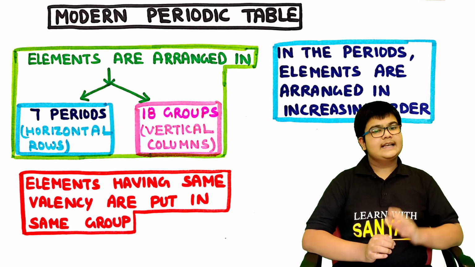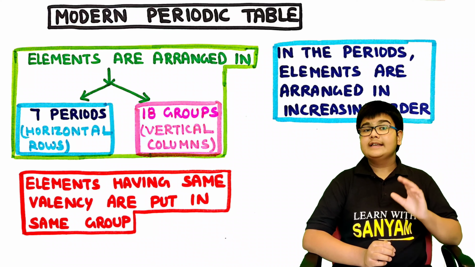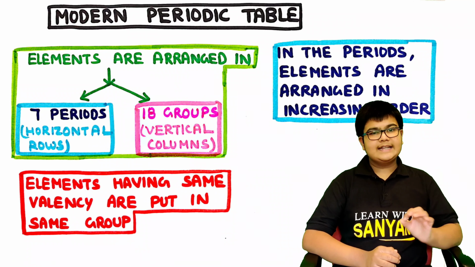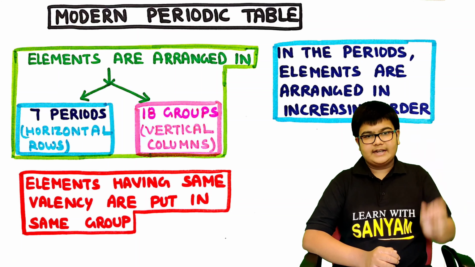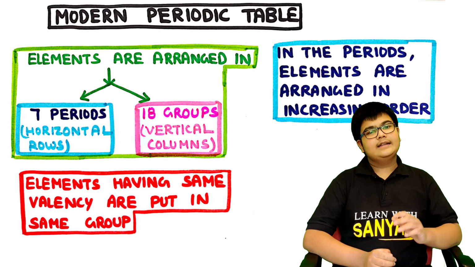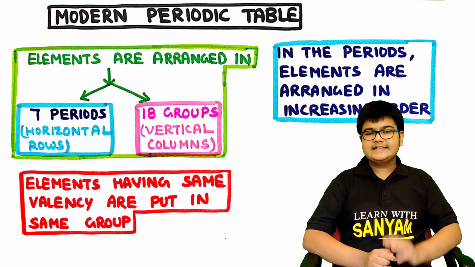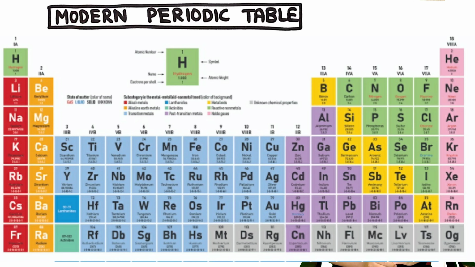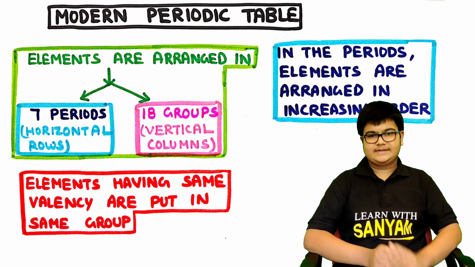So all the elements having the same valency are put in the same group. So same valency elements are in the same group, in the same vertical column. So for example, in group 1, there are elements like hydrogen, lithium, sodium, rubidium, etc. All these elements have a valency of 1. So here you can see that all the elements having the same valency will be put in the same group. Similarly, in group 2, all the elements will have the same valency, that is 2. And similarly, it will be the same for other groups.